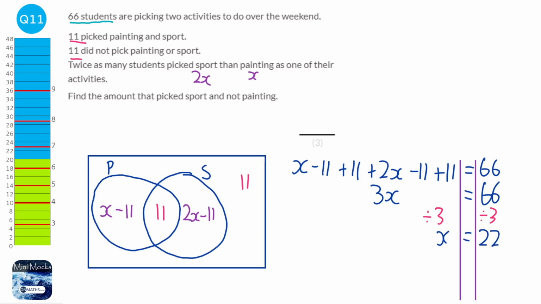So if we go back to our Venn diagram now, we can fill in the blanks. Instead of X minus 11 there, we've got 22 take away 11, which is just 11. Instead of 2X minus 11 there, we've got 22 times 2, which is 44, take away 11, which will be 33. So it says, find the amount that picked sport and not painting, which is this 33 here.